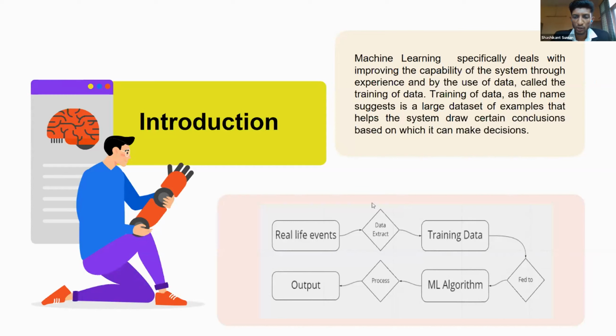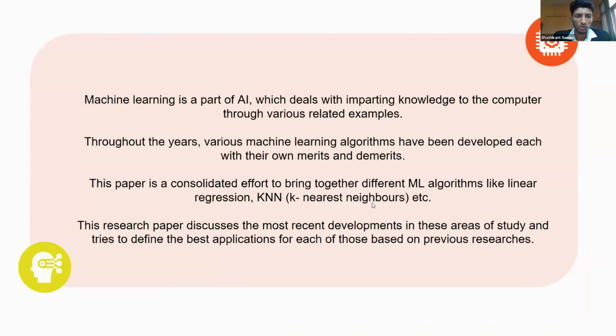As you can see, here is a pictorial diagram. From real life events, we extract the data, and that data is fed to the algorithm. The algorithm creates a model on the basis of the data and produces a desired output. So in this paper, we have tried to discuss the most recent developments in the areas of study and tried to define the best applications for each of those based on previous research.